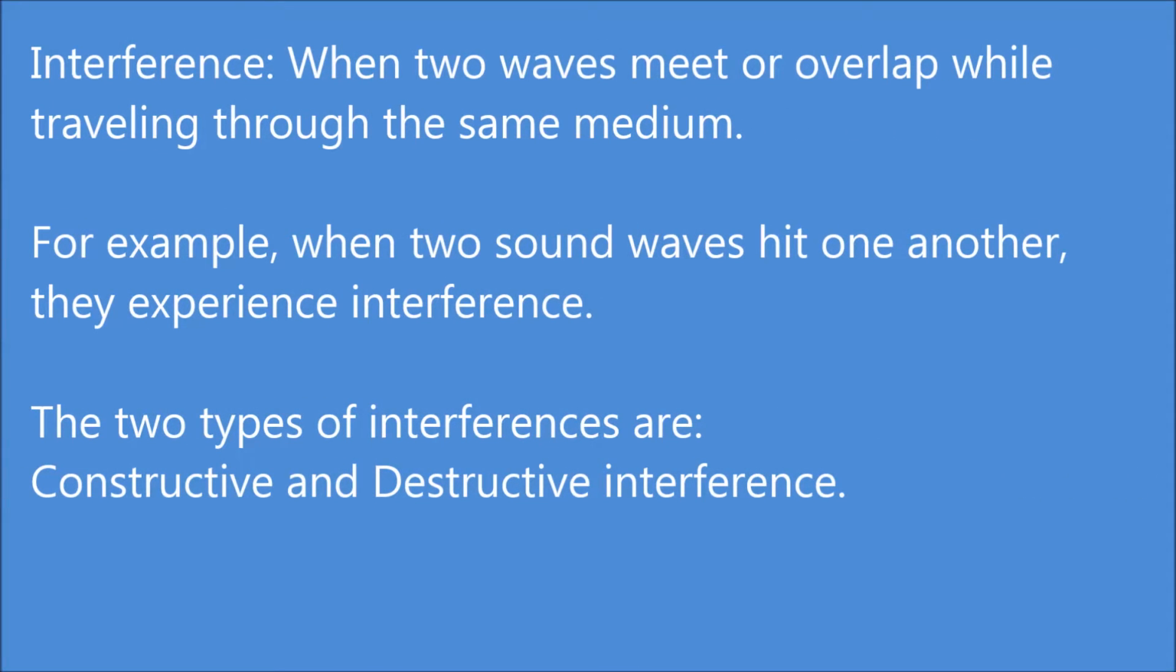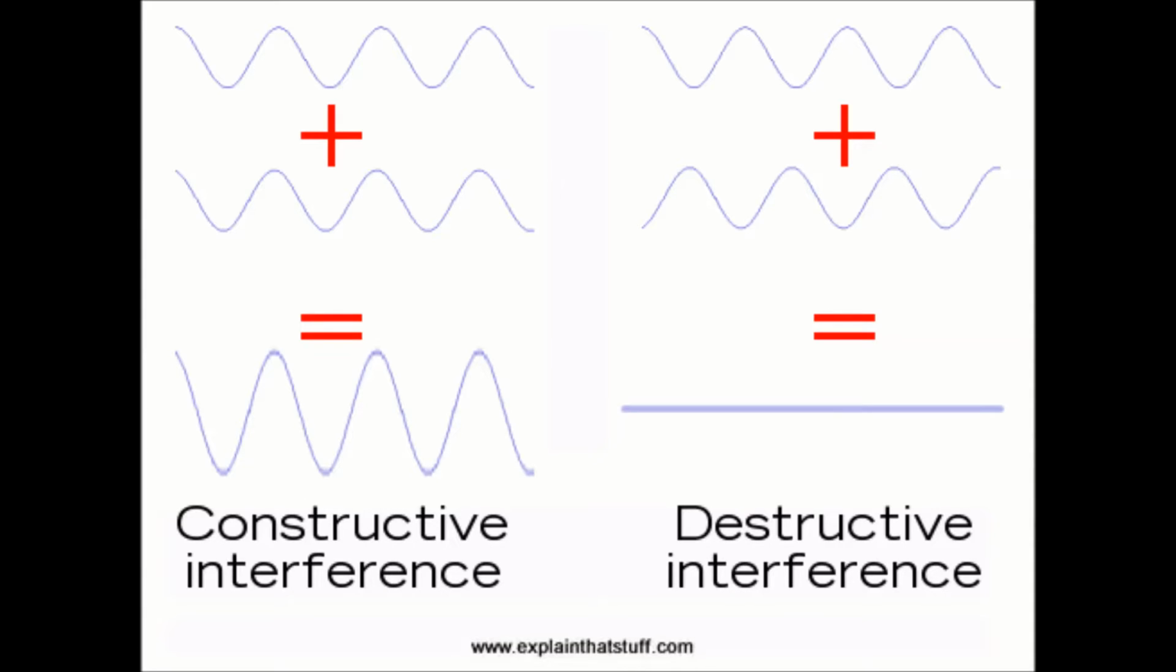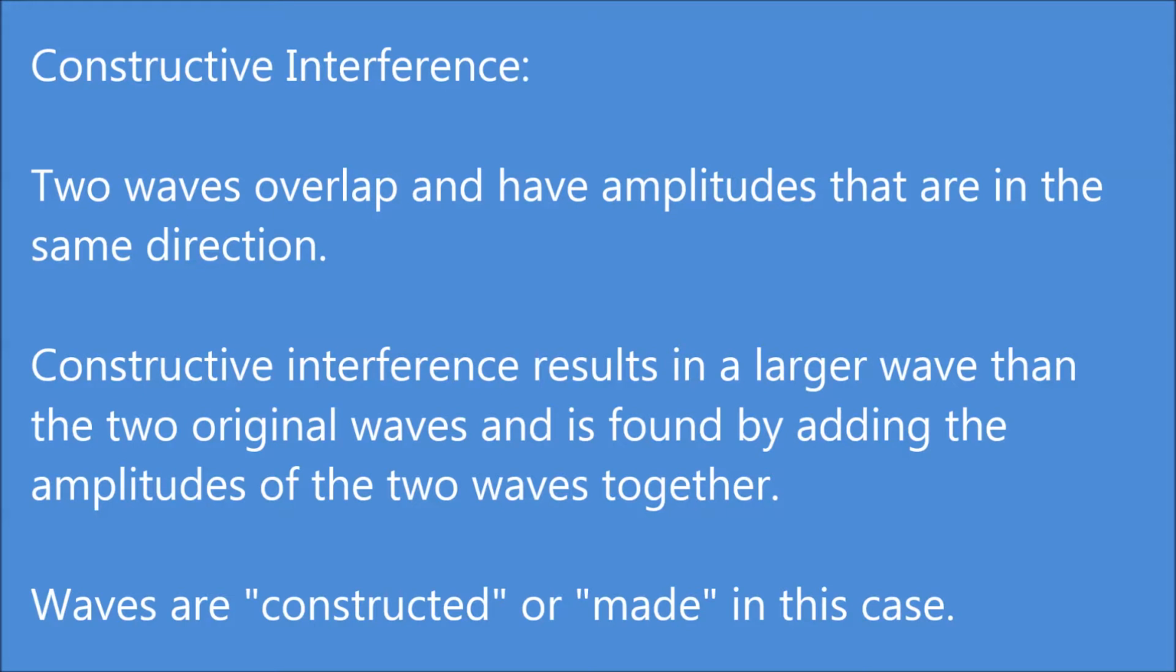Excellent question. Interference occurs when two waves meet while traveling through the same medium. At the point of interference, or where the two waves are overlapping, there is said to be constructive interference or destructive interference. Constructive interference occurs when two interfering waves overlap and have amplitudes that have the same direction of displacement, and thus their interference creates a larger wave in that direction.